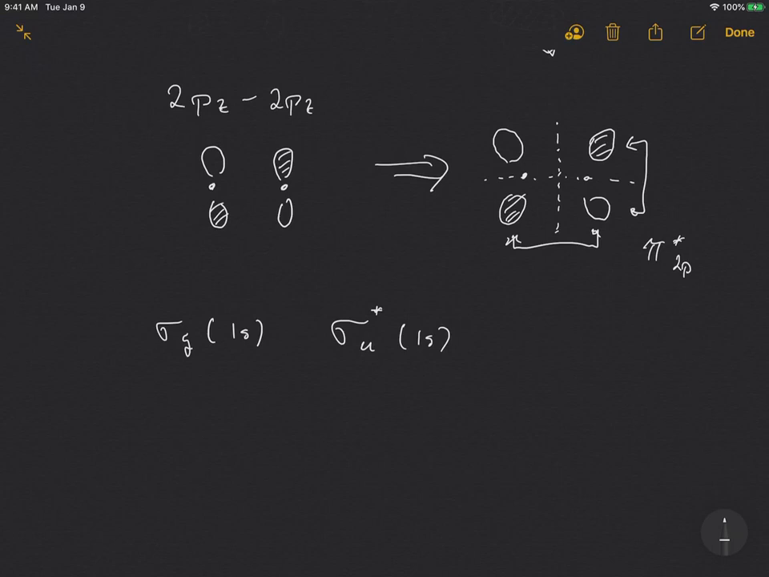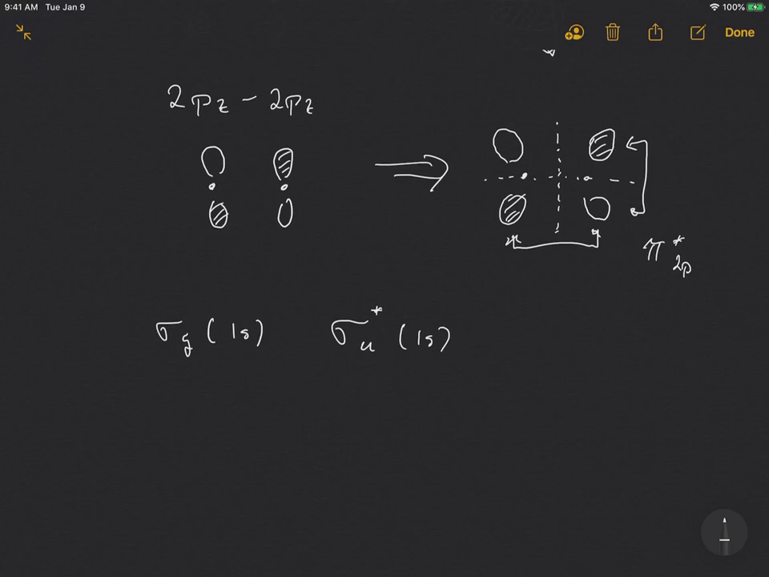So using these symbols, we can keep track of whether or not a particular molecular orbital has even or odd symmetry with respect to inversion, and we can keep track of whether it's bonding or antibonding, and we can keep track of the atomic orbitals that it is made up of.